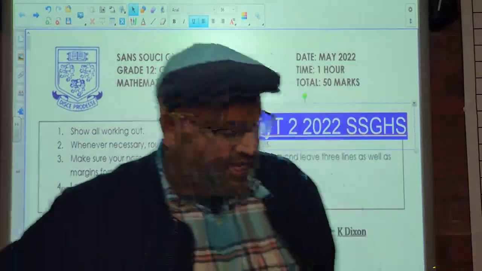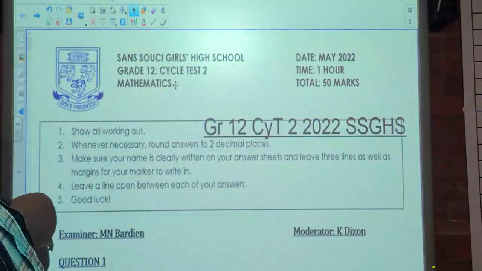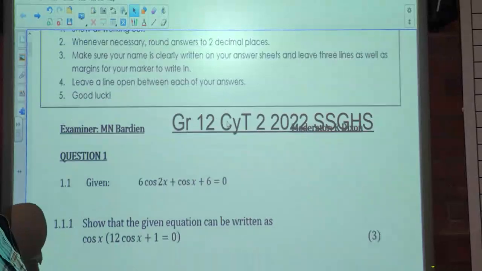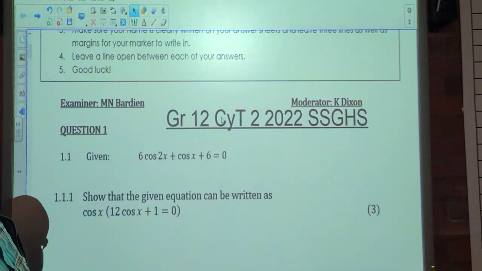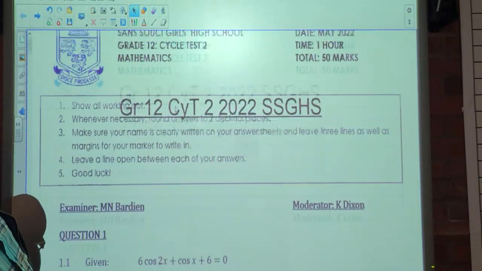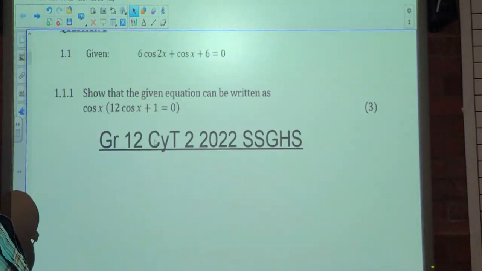So today we're looking at the grade 12 cycle test 2 that was written in 2022. The question paper and memo can be found in the description box below.